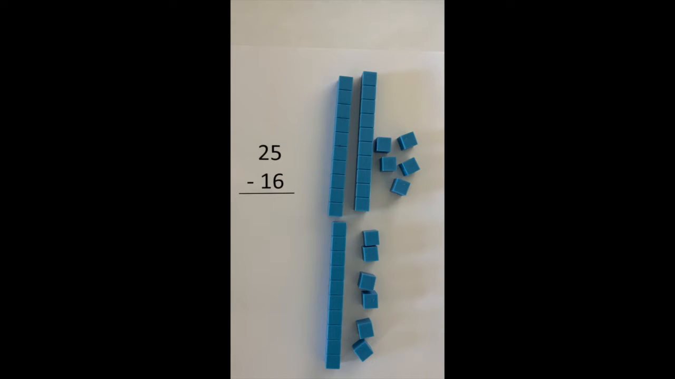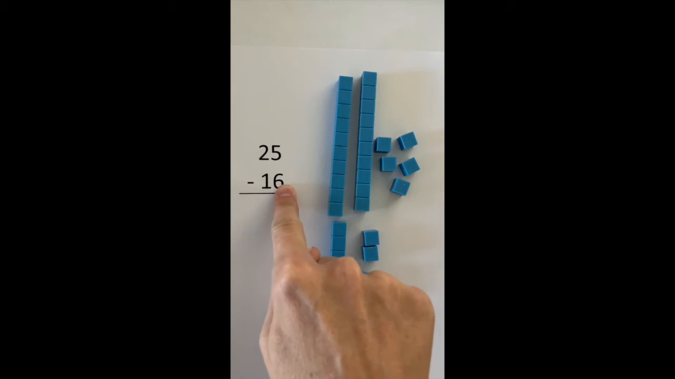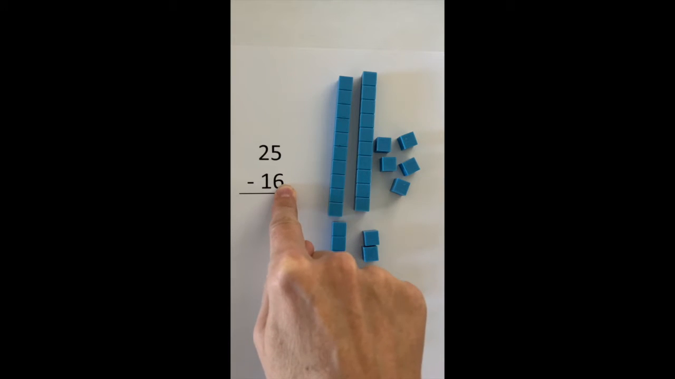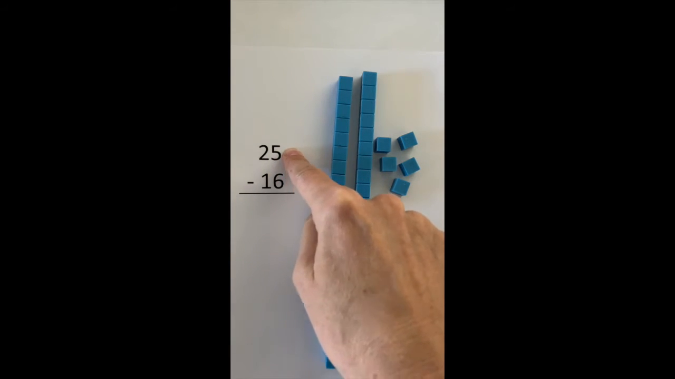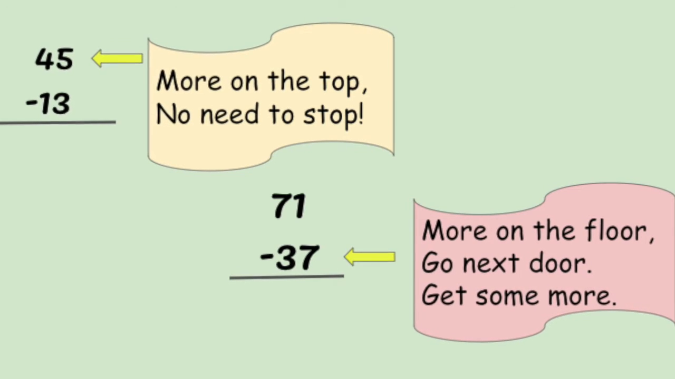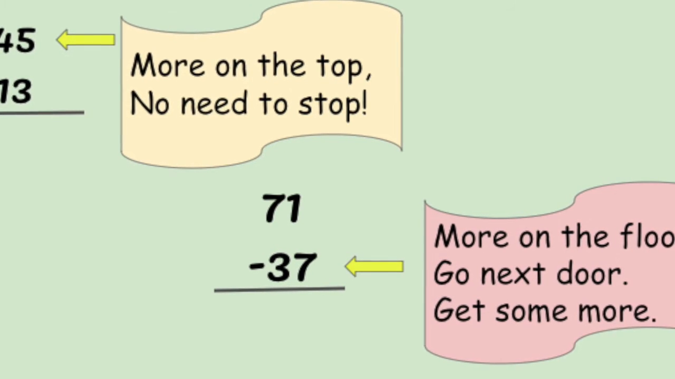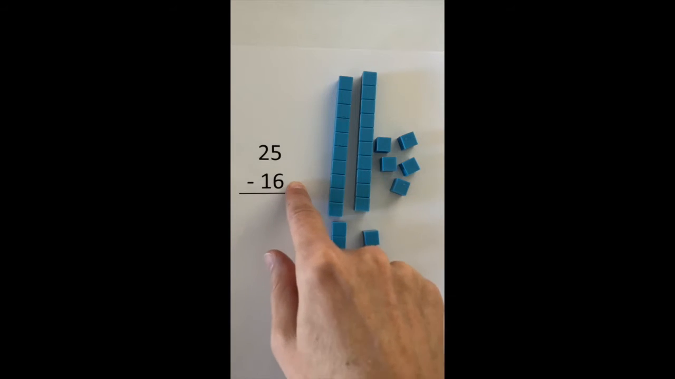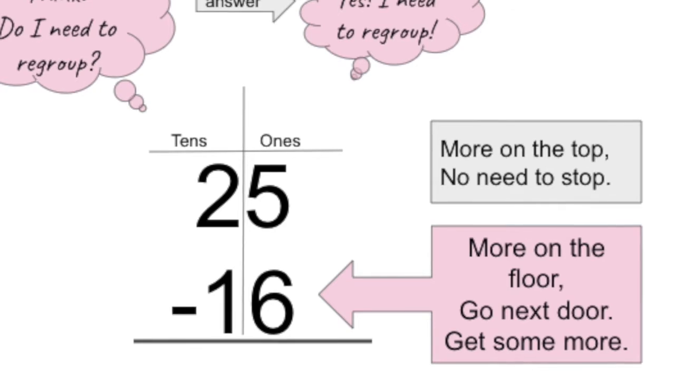Now, with this subtraction problem, we need to think, do I need to regroup? Well, the first thing we're going to start with is our ones group. I can regroup 1 ten as 10 ones if my number on the top is bigger. I always recommend a little rhyme about subtraction with regrouping. The rhyme is: more on the top, no need to stop. More on the floor, go get some next door. So there is not more on the top, so we're going to have to go next door and borrow.